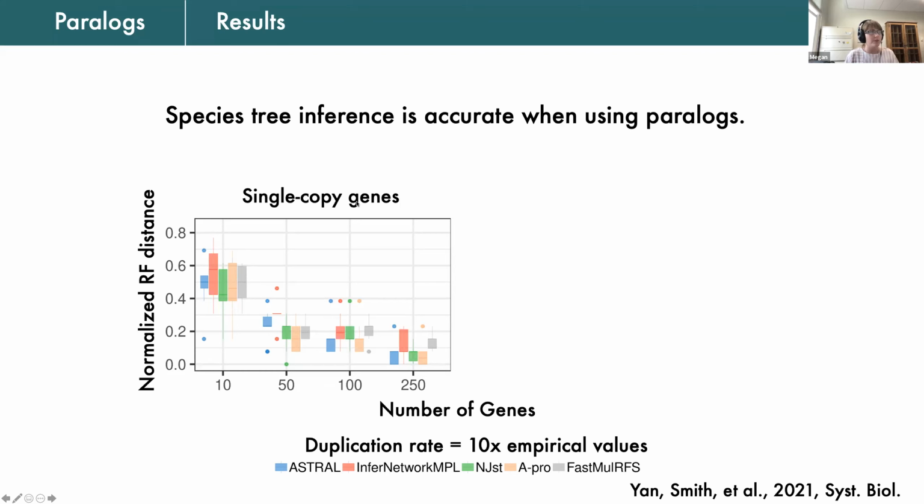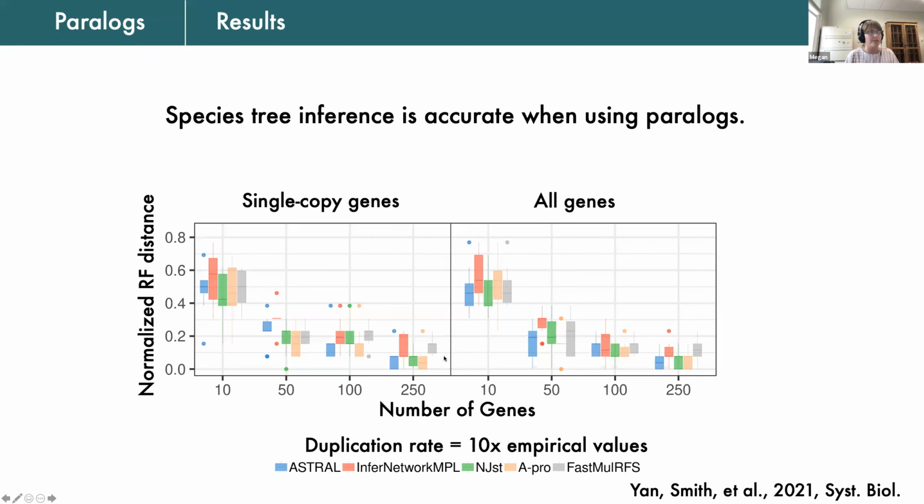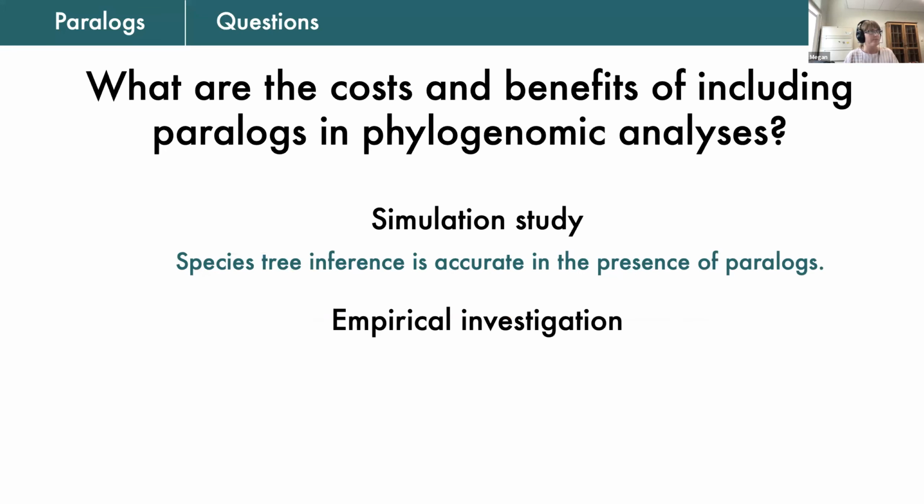In the case of the single copy genes, we find that the more genes we have, the better we do. It's not unexpected. This is still a fairly hard problem, but we do best with 250 genes. When we compare this to the results when we use all of our genes, we actually see extremely similar patterns. And so it appears that even when paralogs are included, it's not decreasing the accuracy with which we infer the species tree relative to including only single copy genes. So our simulation study suggests that species tree inference is accurate in the presence of paralogs.